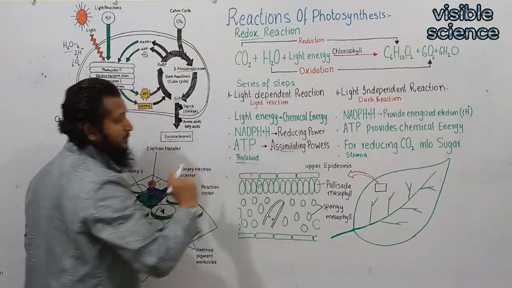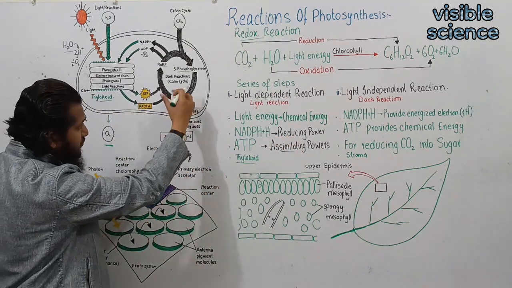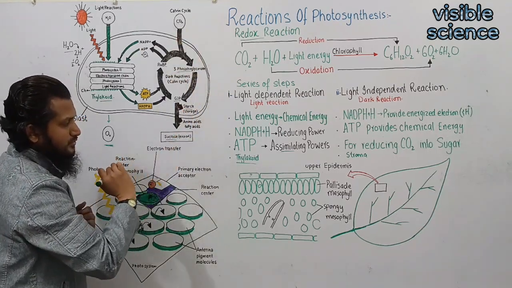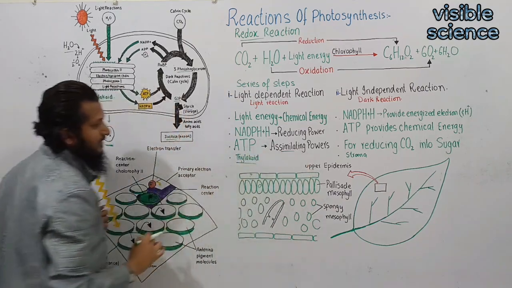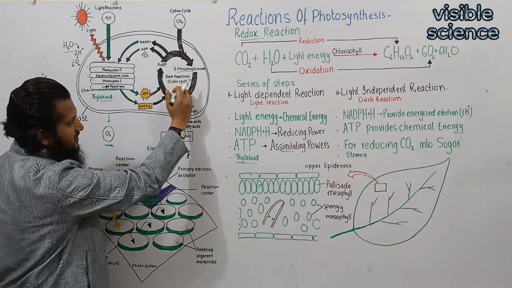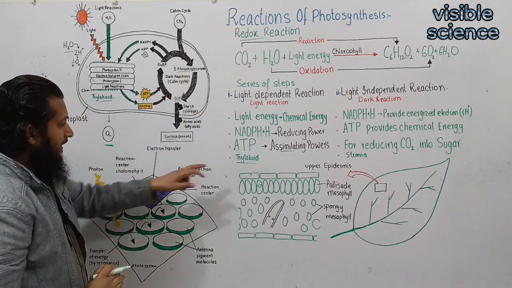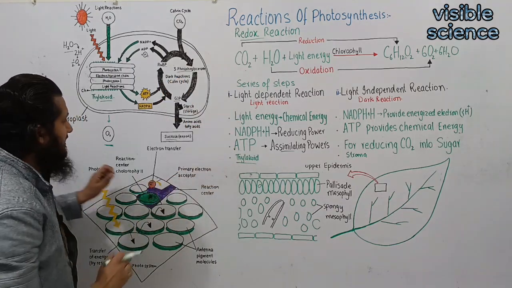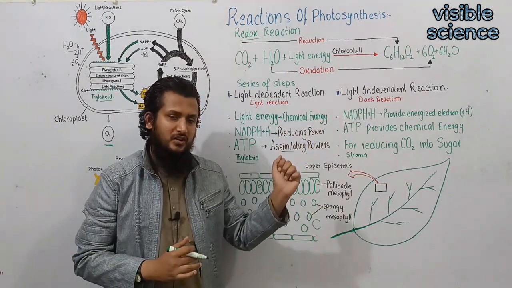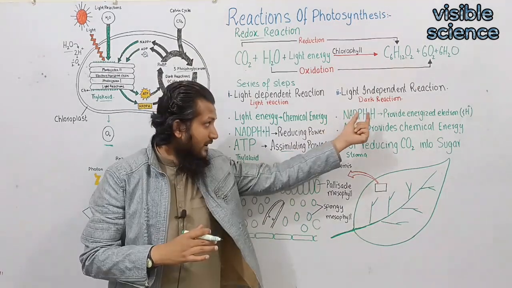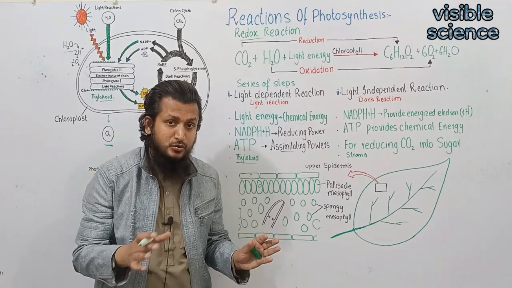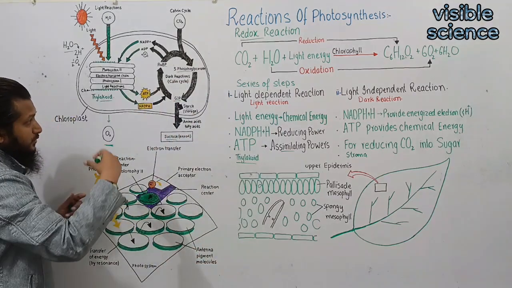NADPH has reducing power because it is further utilized in the dark reaction for reducing carbon dioxide into glucose, and ATP has assimilating power, and it is used for the assimilation of glucose in the next dark reaction, in the Calvin cycle. And this light reaction takes place in the thylakoid. Next we will discuss the light independent reaction. It is also called the dark reaction because there is no direct utilization of solar energy.